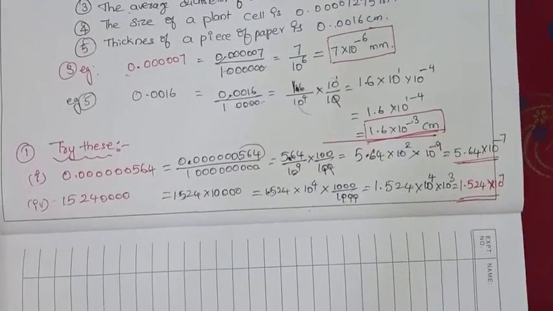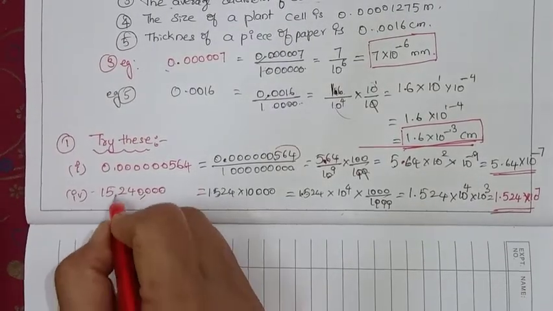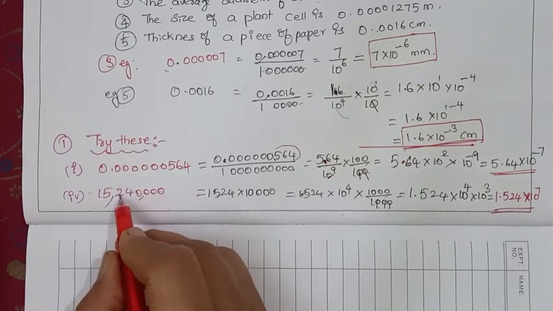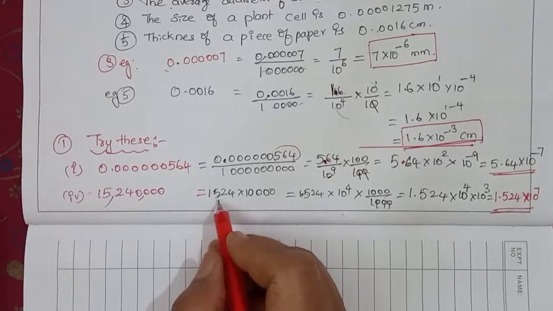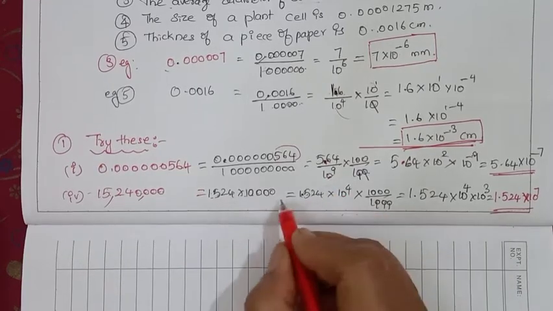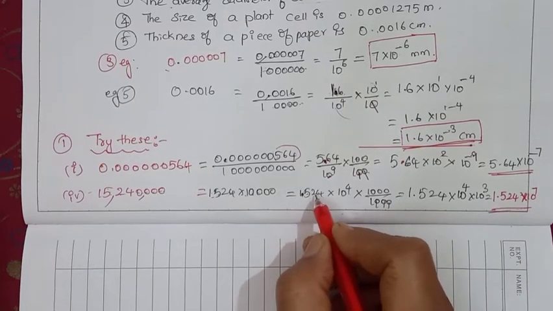Okay, one more large number is given. Suppose units, tens, hundreds, thousands, 10,000, 100,000, million, 15 million. So 1524 into 10,000. Now again I have to place the 3 digits before the decimal.